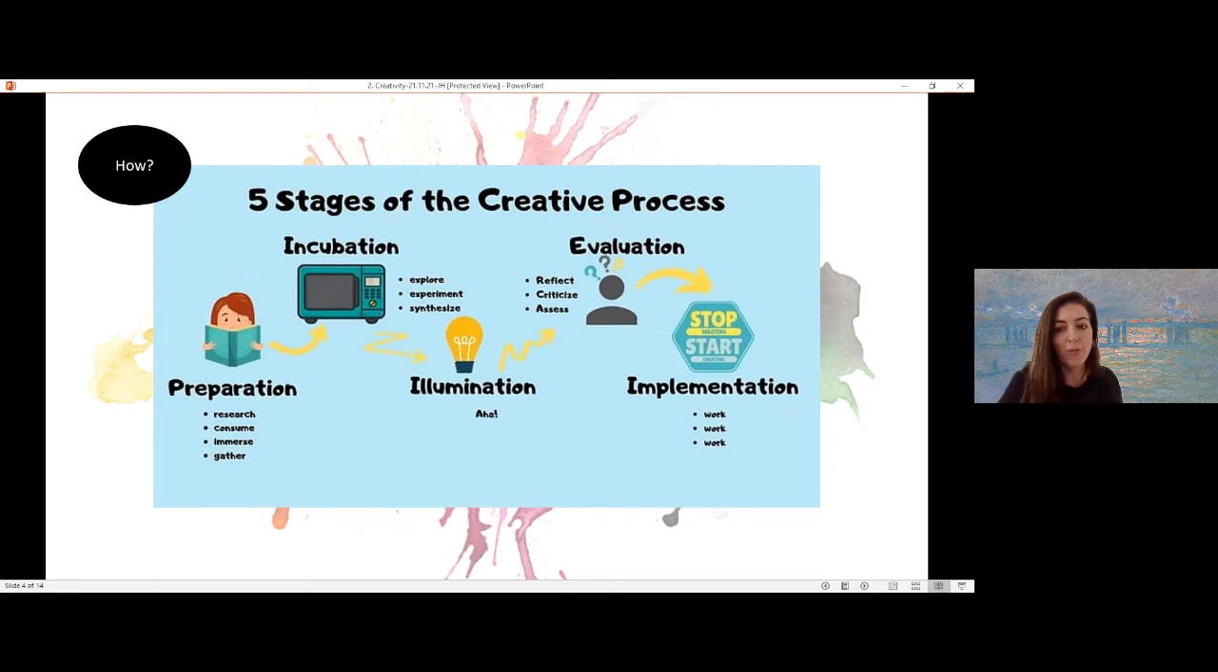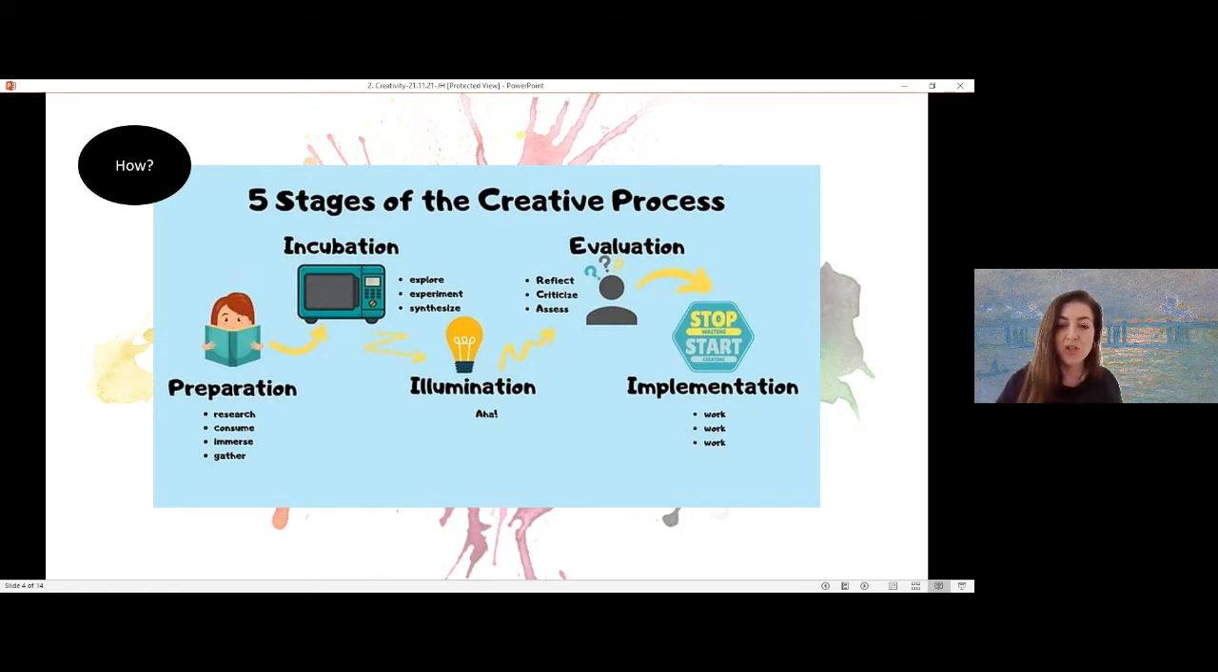And this is the part where you hope that this part happens, but you just have to trust the creative process. So illumination, you come up with your idea. And the next step is evaluation. So come up with your idea and then you think, is this actually a good idea? Reflect on it, criticize it. Maybe I could change it a little bit in this way. Maybe it would be better if I did this, and then assess, does it actually work? Does it actually work for it to come up with the outcome that I would like?